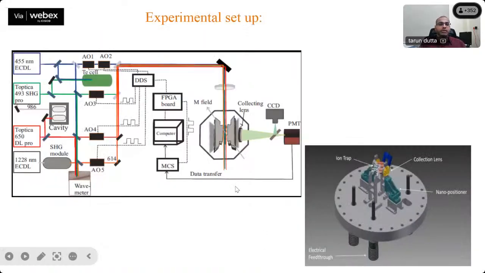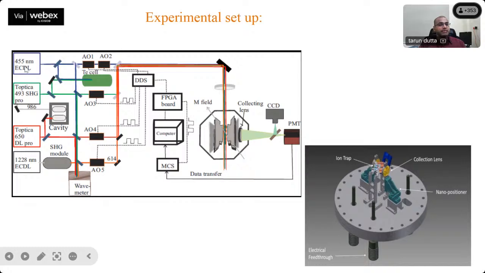Now, here I'm just showing how many lasers we initially have and how they are aligned to the center of the trap. All the lasers you see are mixed by using different optics and optomechanics, and then steered to the ions by using a collimated lens, so that the focus will be at the trap center where the ions are trapped.